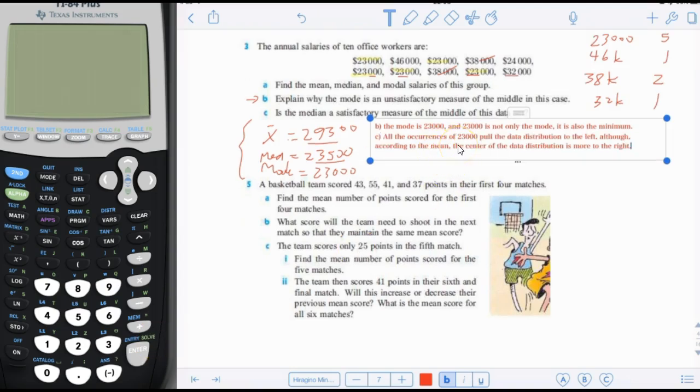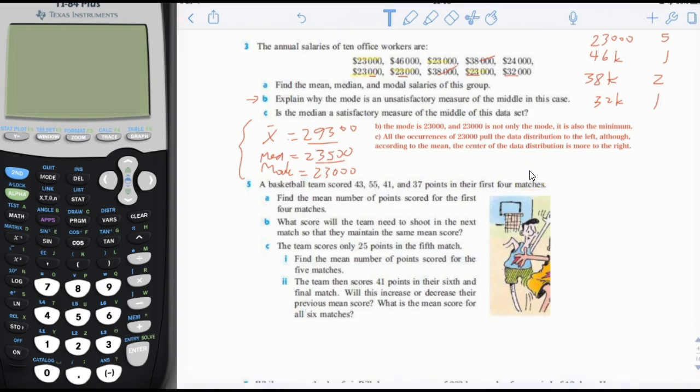So this is kind of a hard one, but what I'm going to put here is, do you see how all these occurrences of low salaries pull the median and the mode far to the left toward 23,000? Well, all these higher salaries, 46,000, 38,000, etc., that go off to the right, they're not really represented by the number 23,500. So that's what I wrote here. Okay, moving on to number 5.